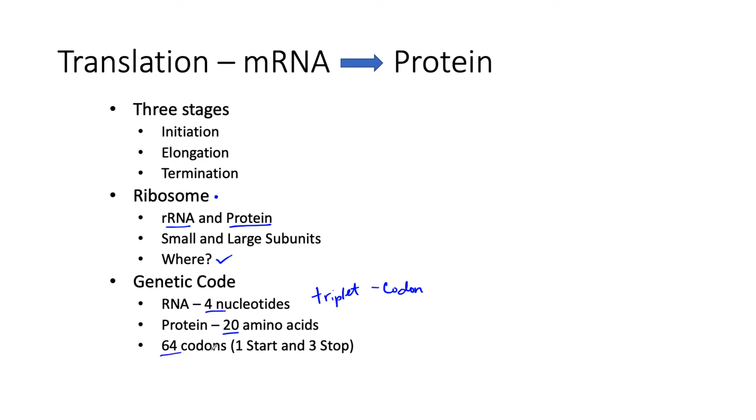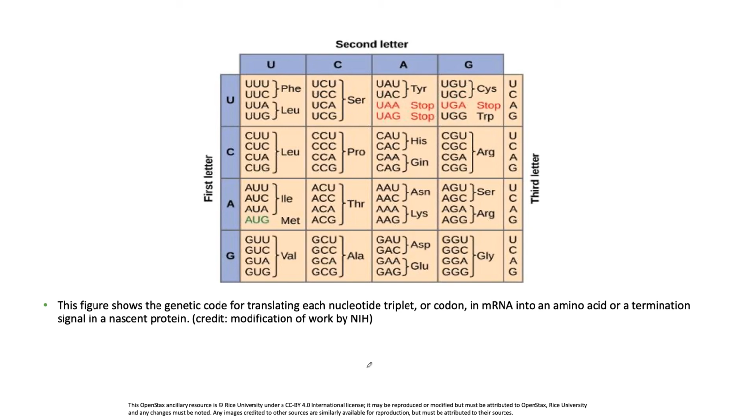There are 64 different codons, and the majority of those are just coding for a specific amino acid, but there is one specific one, AUG, which is the start codon, and it actually codes for the amino acid methionine. And then there are also three stop codons. So these will be telling the ribosome, you're done, this protein is complete. So this is a genetic code chart so that you can see how this translates from a triplet codon to an amino acid sequence.